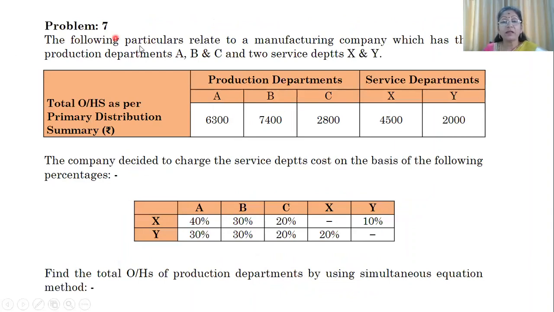The following particulars relate to a manufacturing company, which has 3 production departments, A, B, and C, and 2 service departments, X and Y. Here, the primary overhead distribution summary totals are given. Production department A 6,300, B 7,400, C 2,800, and service department X 4,500, Y 2,000.